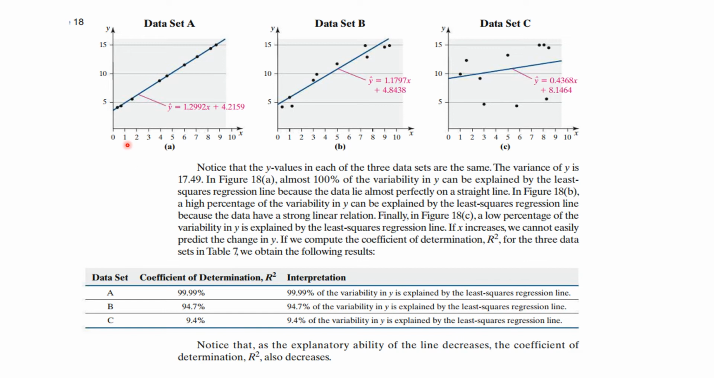And again, we can see some examples here. Here you see data set A fits the regression line very well, and that coefficient of determination is very close to 1. B is not as good, but not bad, and that has a lower coefficient of determination. And C is actually kind of a bad one, and only 9.4% of the variation is explained by the regression equation. So the higher this is, the better your regression equation explains things. Note that as the explanatory ability of the line decreases, the coefficient of determination, R squared, also decreases.